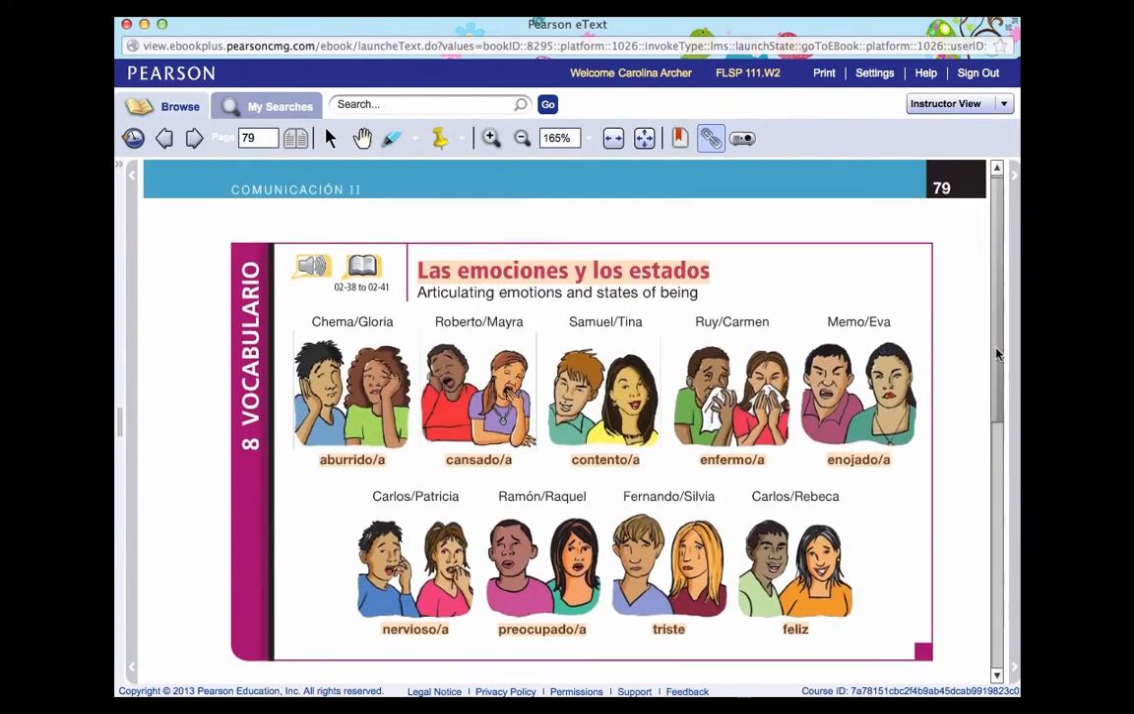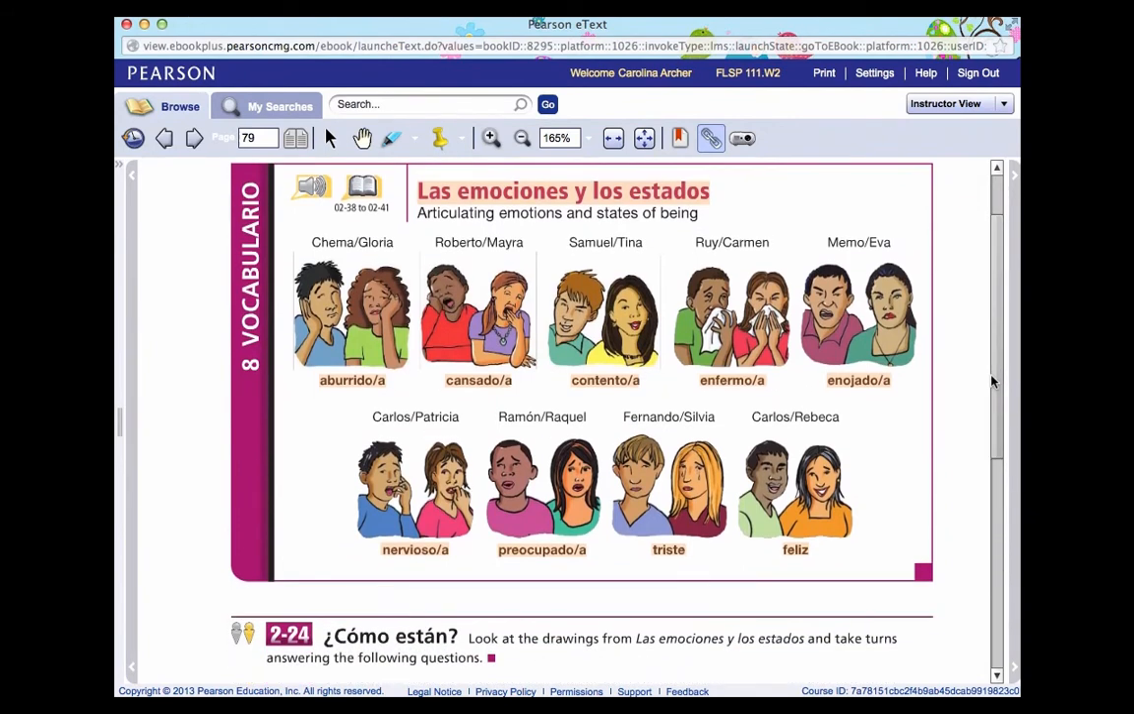And another use for the verb estar is to talk about emotions and states of being. Okay, these are things that can change from one moment to another, from one day to another, or from one week to another. Okay, for example, Chema y Gloria. Chema y Gloria están aburridos. Chema está aburrido. Gloria está aburrida. ¿Ok? Roberto está cansado. Mayra está cansada. Okay, this means bored. This means tired.